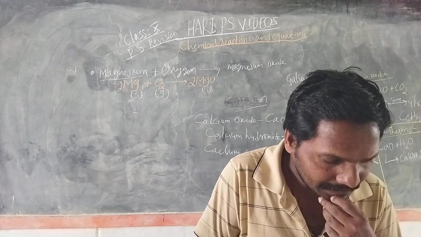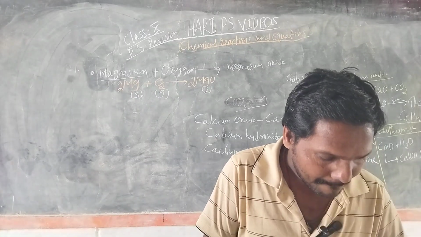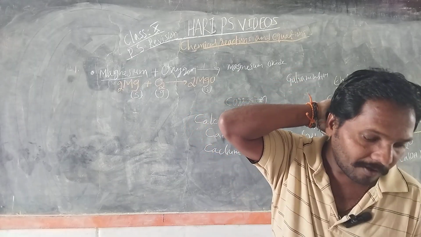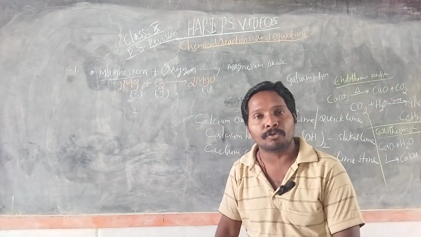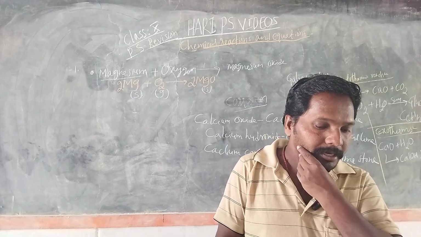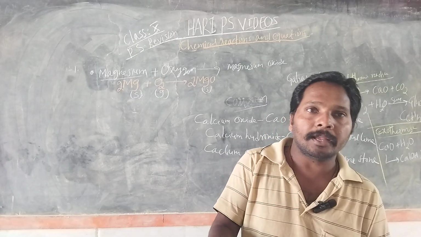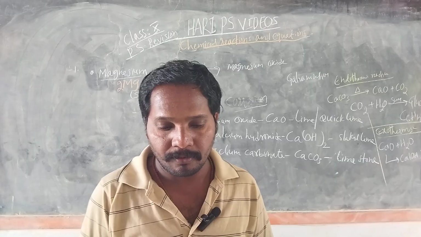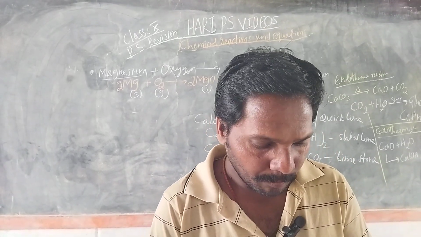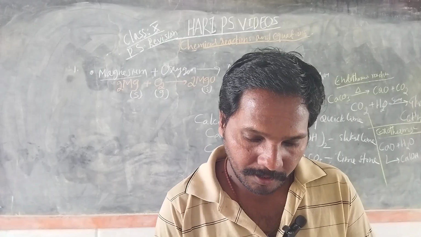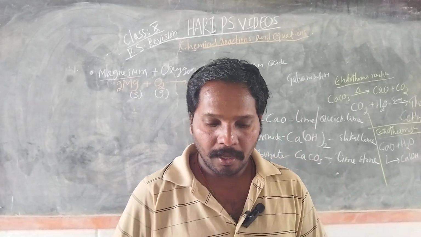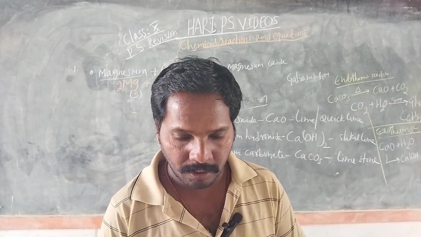Then one more question regarding this exothermic. What type of reaction occurs in the digestion of food in our body? Exothermic, because energy is produced. So in any chemical reaction, if energy is produced, such reactions are called exothermic reactions.